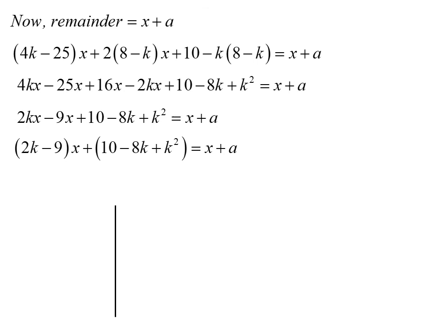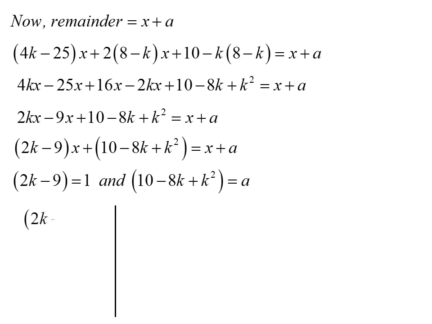Now comparing the LHS and RHS, the coefficient of x should be equal. So we can see here that in the left hand side the coefficient of x is 2k minus 9 and in the right hand side the coefficient of x is 1. If both terms are equal, then the coefficients are also equal. So what can I say? That 2k minus 9 is equal to 1 and the other one will be 10 minus 8k plus k square is equal to a, the constant part. So now simplifying the first one, 2k minus 9 equals 1. So I can say 2k equals 10. So I will get k equals 5. This is my first one.